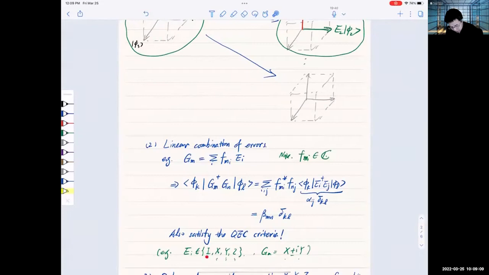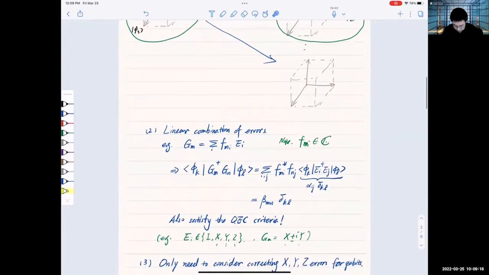So error correction is actually easier. You just need to check some basis operators, and then any linear combination of those operators is guaranteed to be correctable. Related to that previous question, if we know that errors of Pauli X, Y, and Z can be corrected, then X plus iY, which is a linear combination of those errors, can also be corrected. This is very helpful because we don't need to check infinitely many possible decompositions. All we need to do is find some basis operators that we can correct.